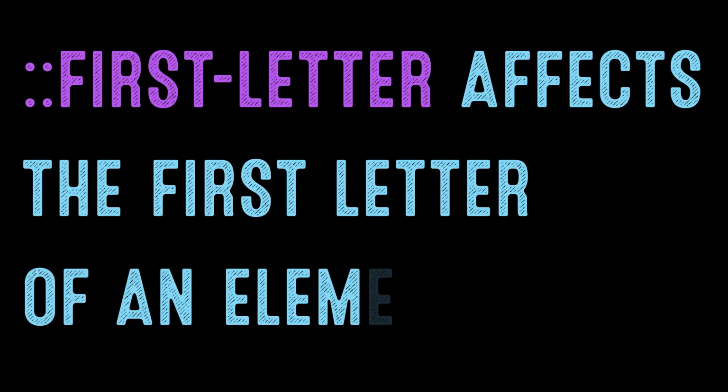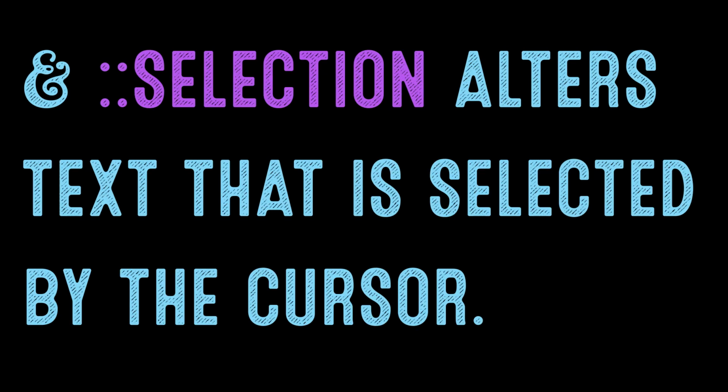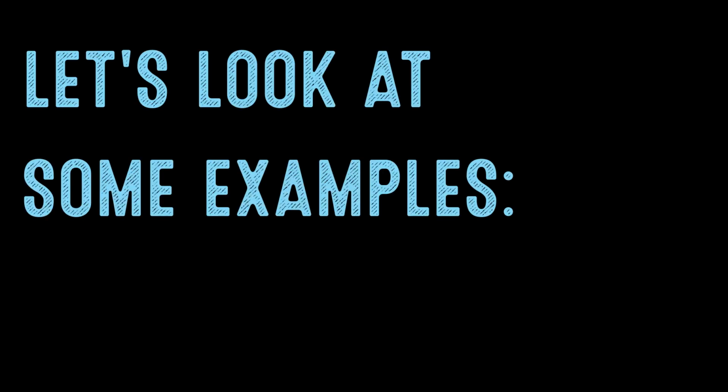These are self-explanatory. First letter affects the first letter of an element's text. First line selects the first line of an element's text. How does selection work? Selection alters text that is selected by the cursor. How do we apply them? Let's look at some examples.